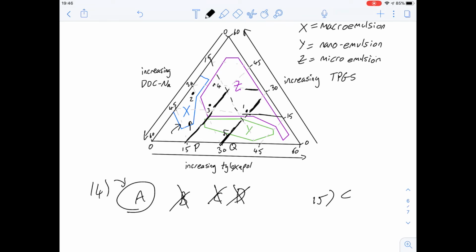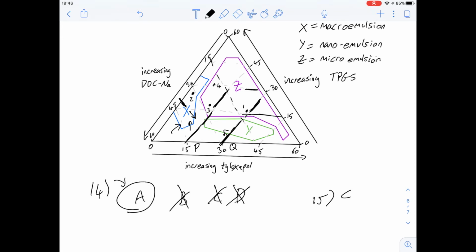Okay, so 16 says formulations containing at least 40% DOCNA can be what? So DOCNA is this one on the left hand side. So if we imagined a line here roughly, which would be about 40%, what does that tell us about what it could be? So looking at the different options we have here, 16A is microemulsion. Of course microemulsions is going to be group Z, and if we were to follow this line all the way down, it wouldn't interact with group Z at all. So it couldn't be a microemulsion.